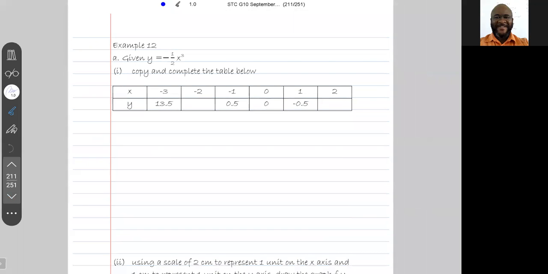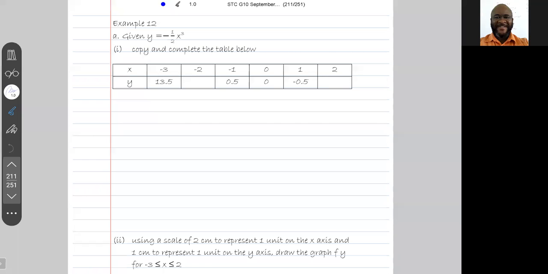All right, here we have example 12. So again, example 12 says, given that y is equal to -1/2 x cubed, we're to copy and complete the table below. To complete the table below, we need to find the missing values of y. The values of y when x is equal to -2 and when x is equal to 2 are missing. So let's find them. To do that, you must use the equation.